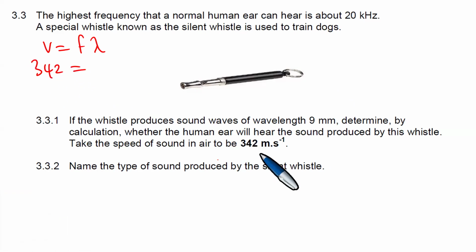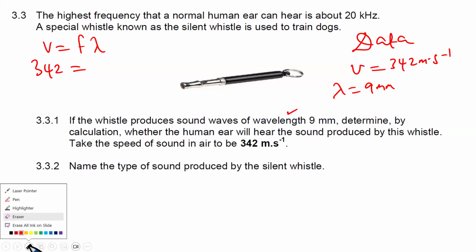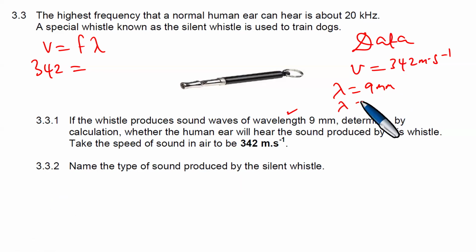So 342, the speed, is equal to frequency times wavelength, because we have our data. The data is that the speed is 342 meters per second, and the wavelength lambda is 9 millimeters, but you must convert it to meters. So how do you convert millimeters to meters? We divide by 1,000.